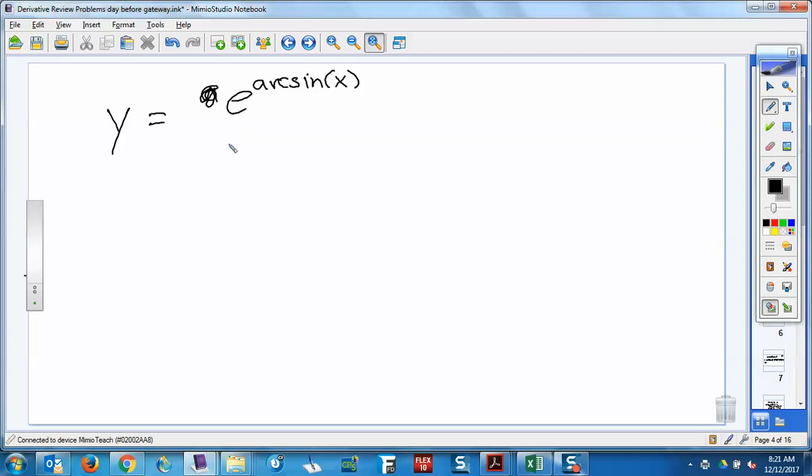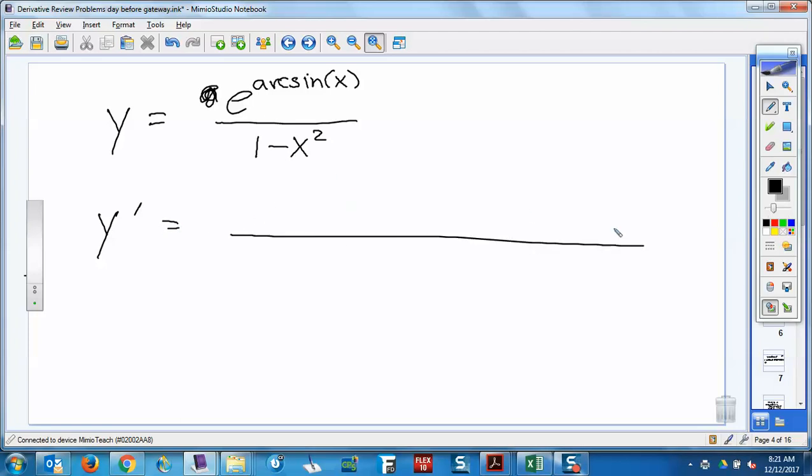But if we had e to the arc sine, and then let's change the bottom to just 1 minus x squared. We've been doing a lot of quotient rule ones here, but something like that wouldn't be helpful. There's probably not going to be much simplifying you can do here, really. So the derivative at the top is just e to the arc sine. It's its own derivative, and then e to the u is e to the u times u prime.